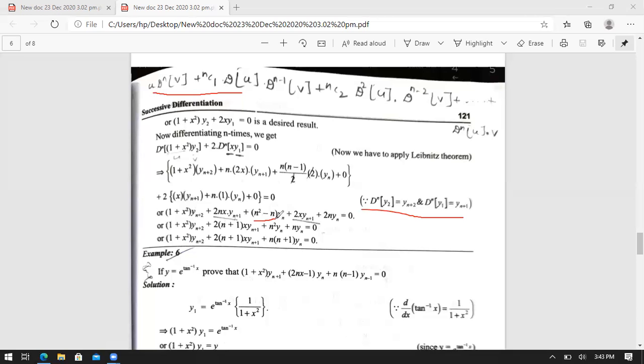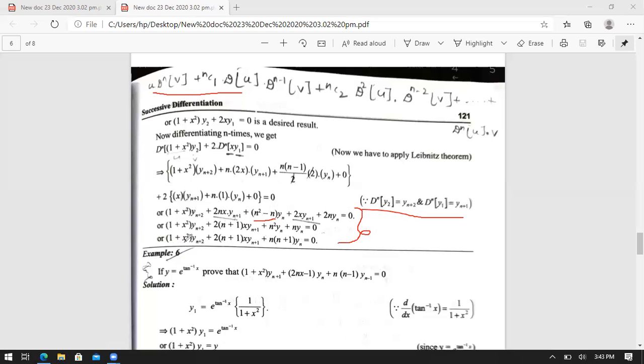Next, or you write that is 1 plus x square into y to the power of n plus 2, plus 2n plus 1 x y of n plus 1, next plus n square, this simplification only, n of y equal to 0. Here there are 3 results. Whichever one is asked in your annual exam, you write that one. Okay.